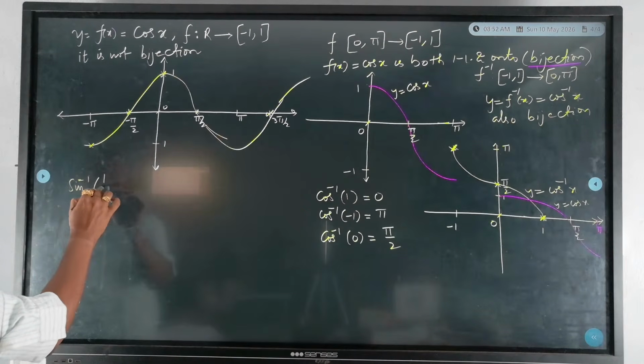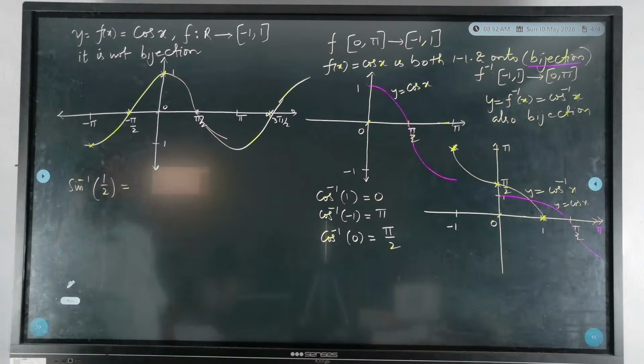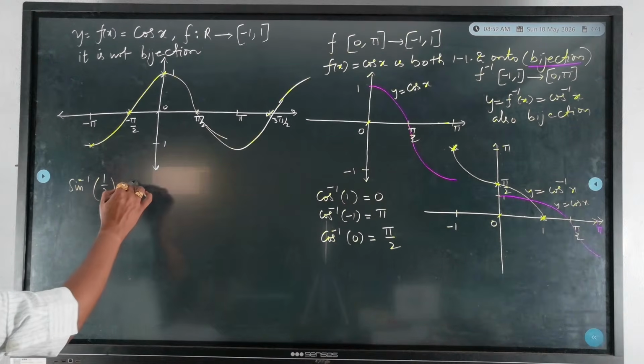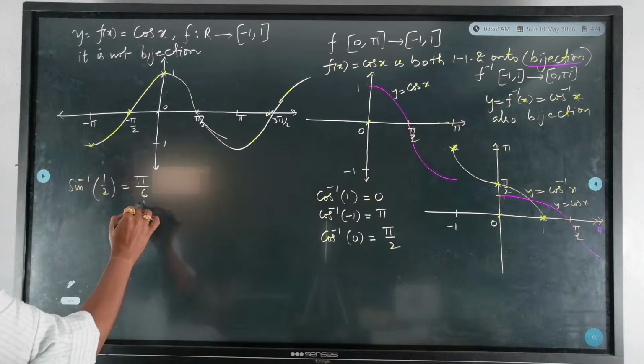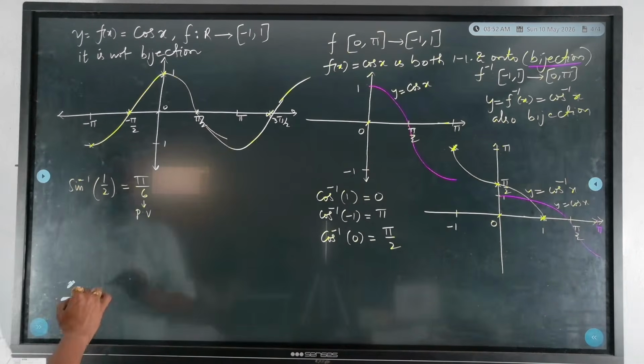Sine inverse 1 by 2. What is the value of sine inverse 1 by 2? Pi by 6. This is called the principal value.